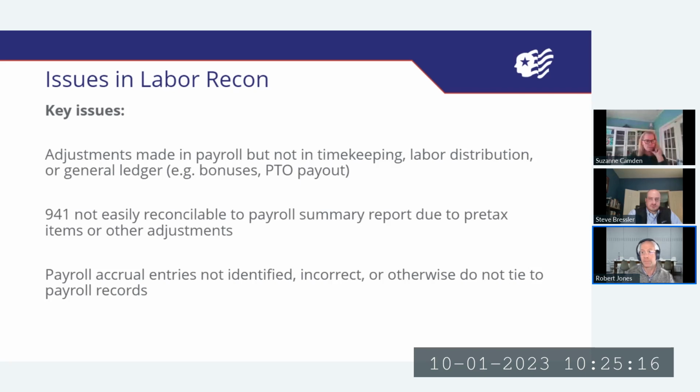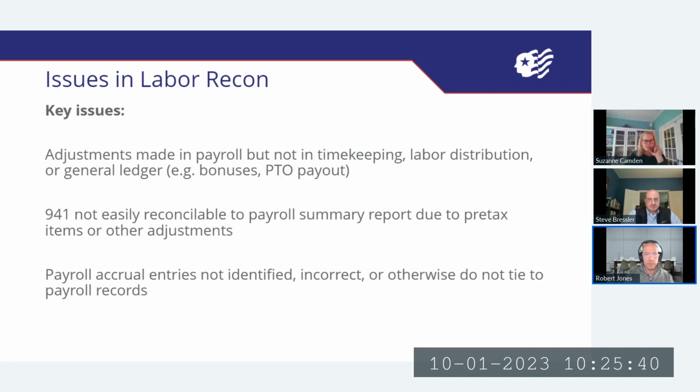There are some other trickle effects with that, because if we don't process that PTO payout correctly in timekeeping and get those hours off the books, then our liability is overstated, right? So that's affecting our balance sheet. It can also affect labor distribution and how those dollars are populated, and we may not be properly recording the expense in the general ledger.